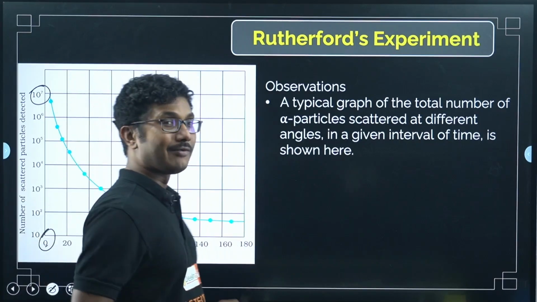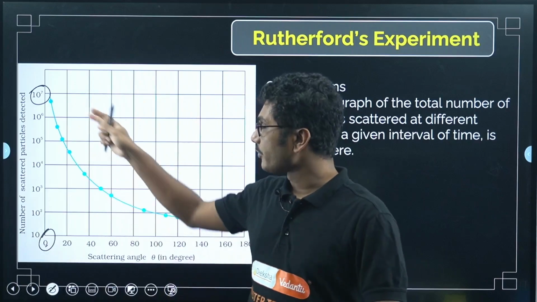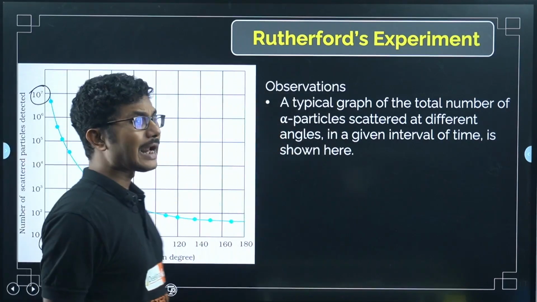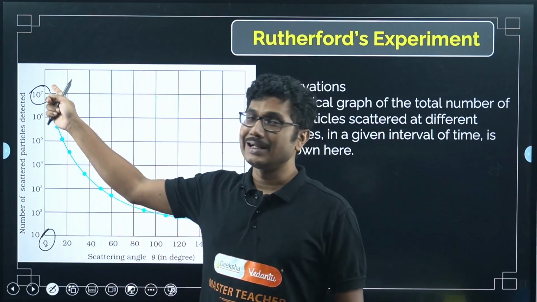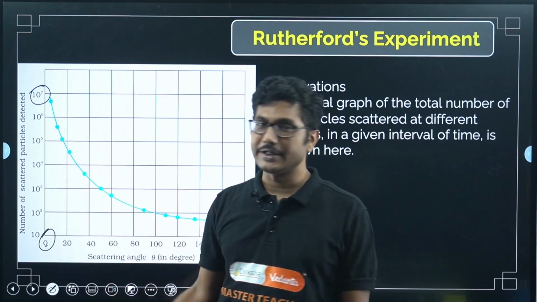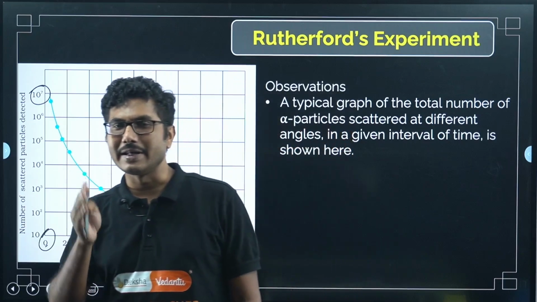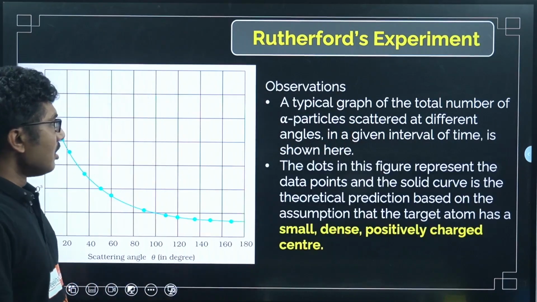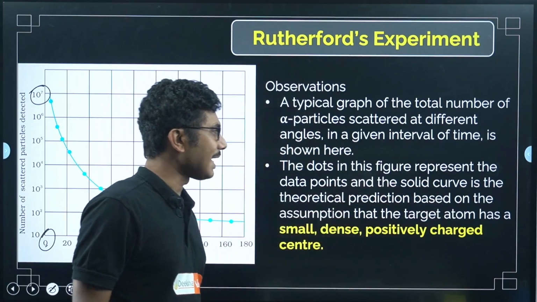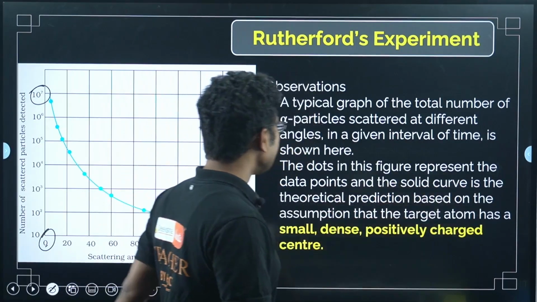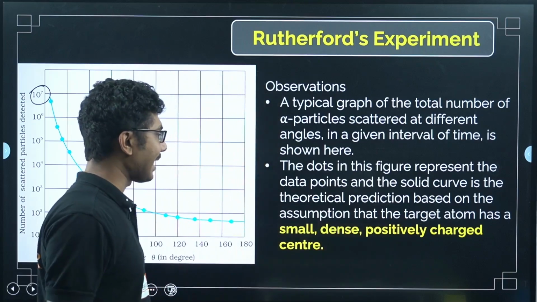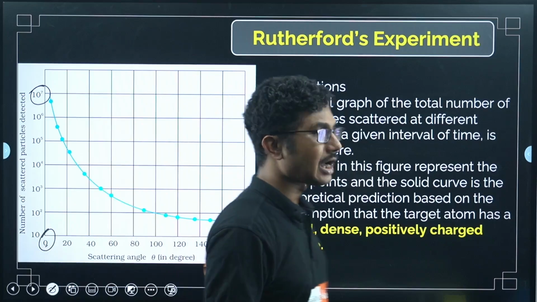So here we have learned that most of the atom is empty, because if you see the graph, most alpha particles go through undeflected, and even if they are deflected, it is by less than 20 degrees. The deflection is very, very small, right? The dots in this figure represent the data points, and the solid curve is the theoretical prediction based on the assumption that the target atom has a small, dense, positively charged center.